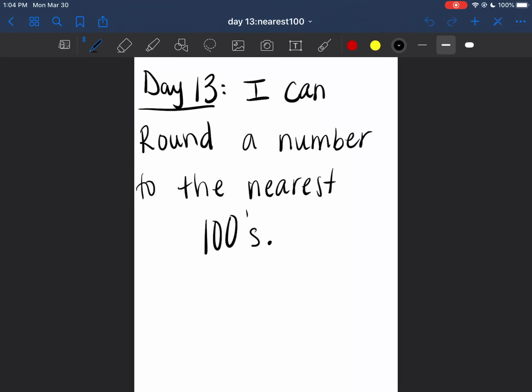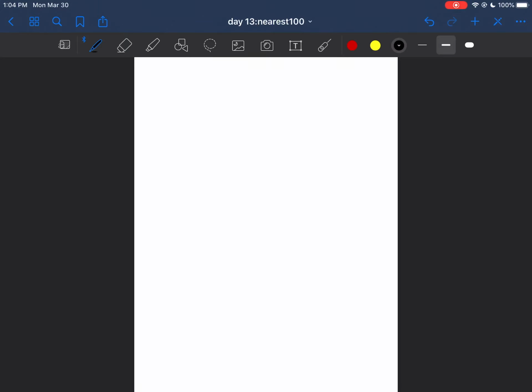All right, welcome back for day 13, everyone. For today, we're still working on rounding, only today we're rounding to the nearest hundreds, okay? All right, so our I can for today is I can round a number to the nearest hundreds. All right, so we're going to get started.